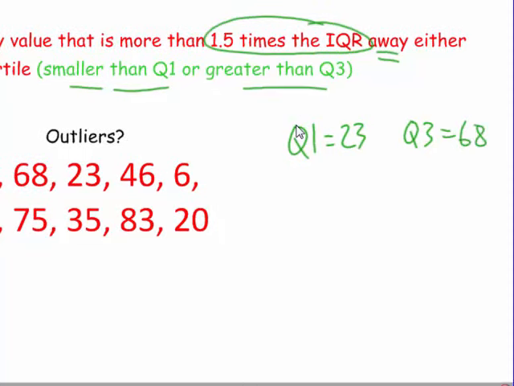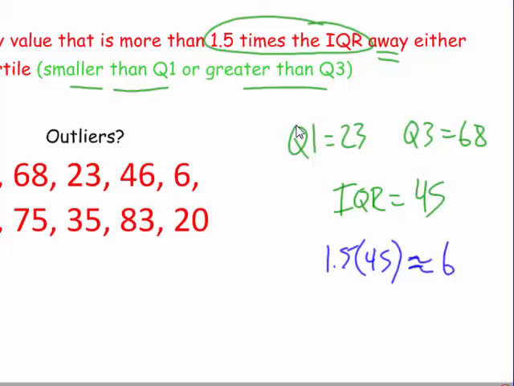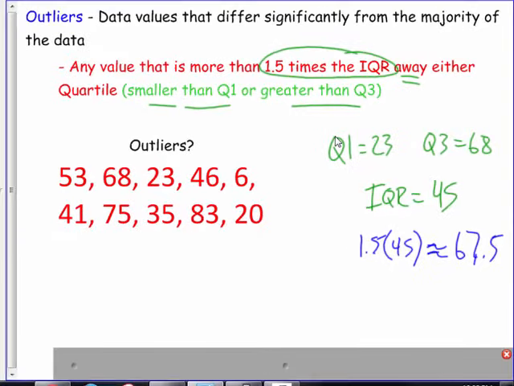So what is the interquartile range? Remember, you subtract the 2, which is 45. So I'm looking for data that is 1.5 times the IQR away from either. Okay, so I have to take 1.5 times 45. So 67.5. Well, is there any data that's 67.5 away?